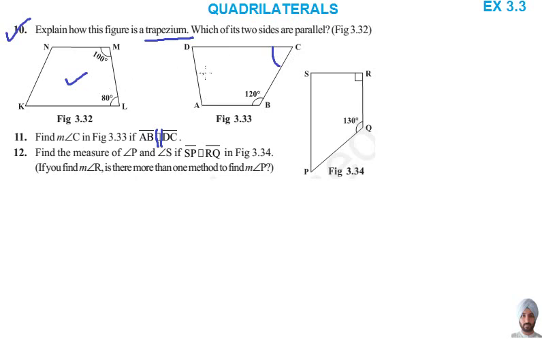I think this is quite similar to this. Here we needed to prove it parallel, so here we proved it parallel. Here it is given that they are parallel, and you have to find the relation between co-interior angles. We know that if this is 120, then this should be 60 degree, because 120 plus 60 will give us 180 degree. Okay, so this is 60 degree.